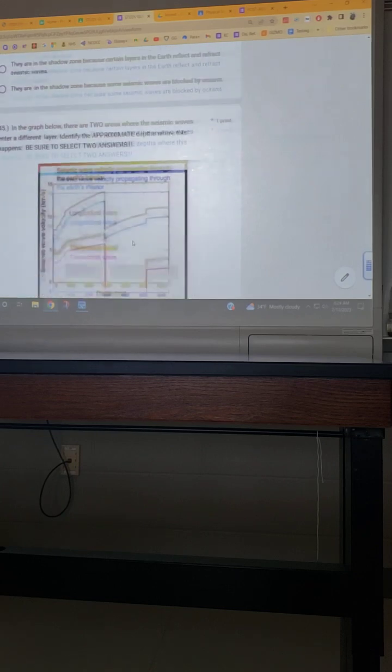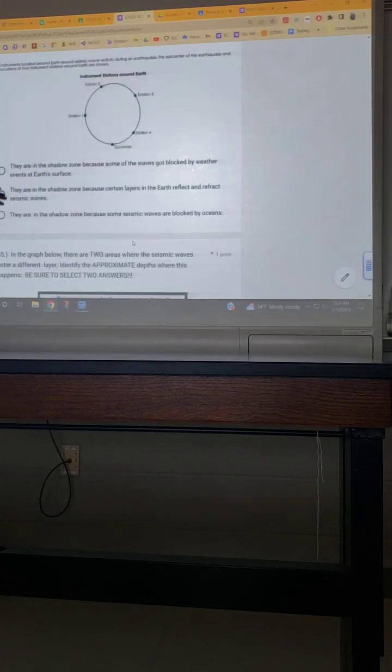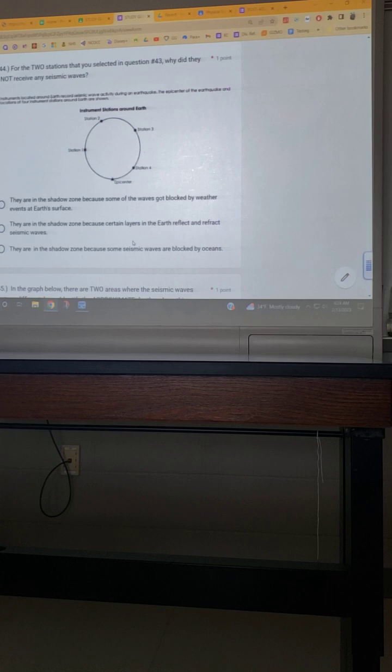So stations 2 and 3, and then it says for the 2 stations that you selected, why did they not receive any? And again, if you recognize that they're in the shadow zone, that's great, but all of the answer choices have shadow zone, so you have to narrow it down more. It says because some of the waves got blocked by weather events at the Earth's surface. Anybody like that?